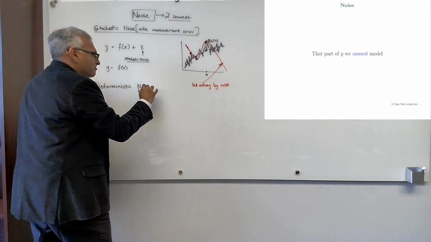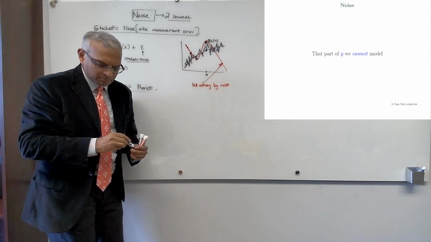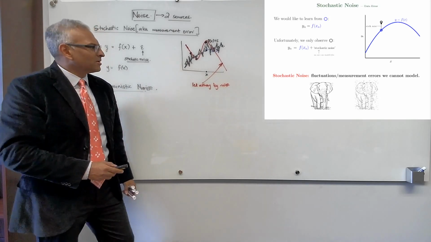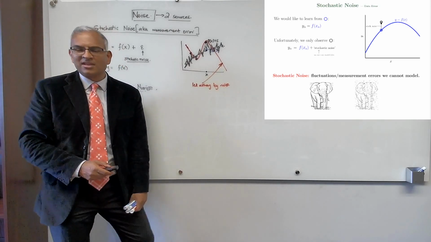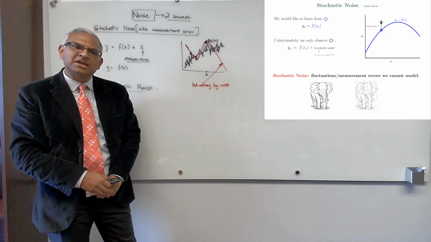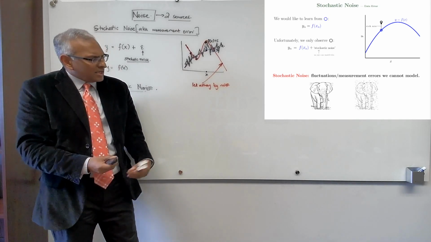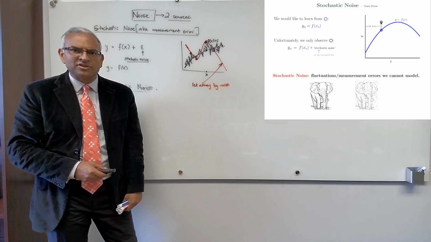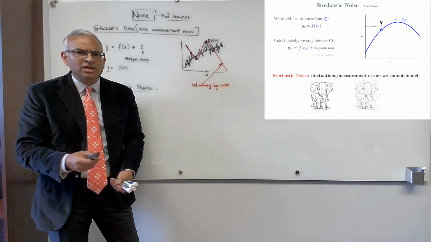Now, just before we go into deterministic noise, let me show you an example of stochastic noise, and look at the elephants. So there's the clean picture of the elephant, and you can try to learn what an elephant is. And it's no surprise to you that if I showed you that very noisy picture of the elephant, it's going to be harder for you to learn what an elephant is.